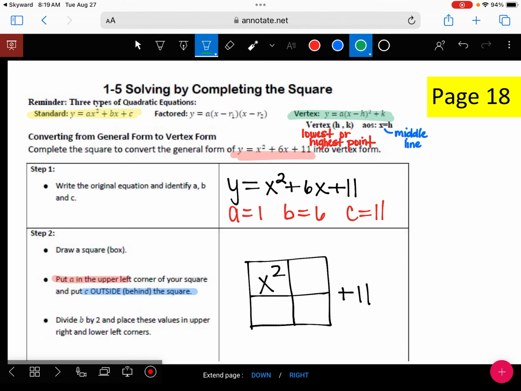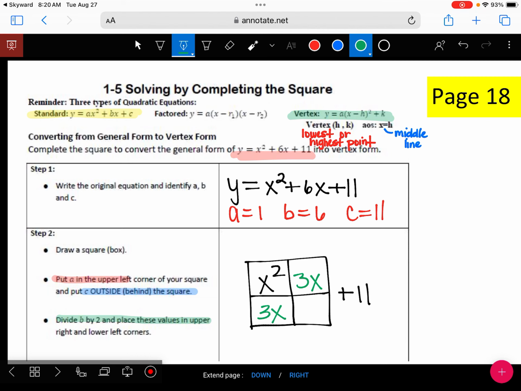The next thing we're going to do is take the B value and divide that in half. So B is 6. What's half of 6? 3. So let's put that here and here. We're going to put that 3x here and here. And that's always how you're going to set up your square. C goes on the outside. We split B in half, okay?